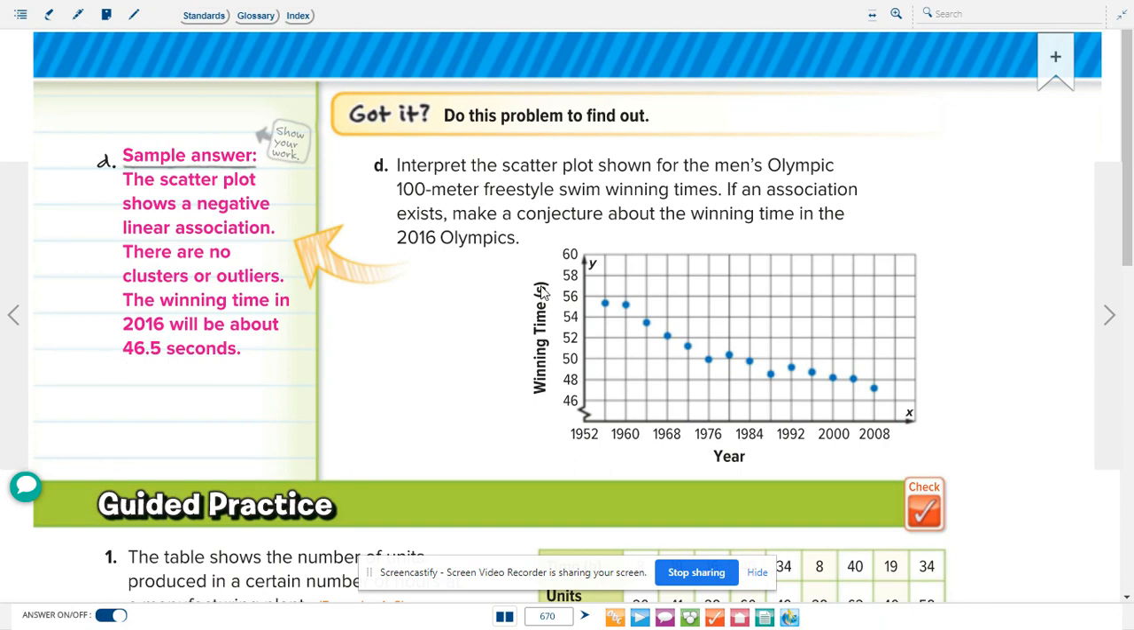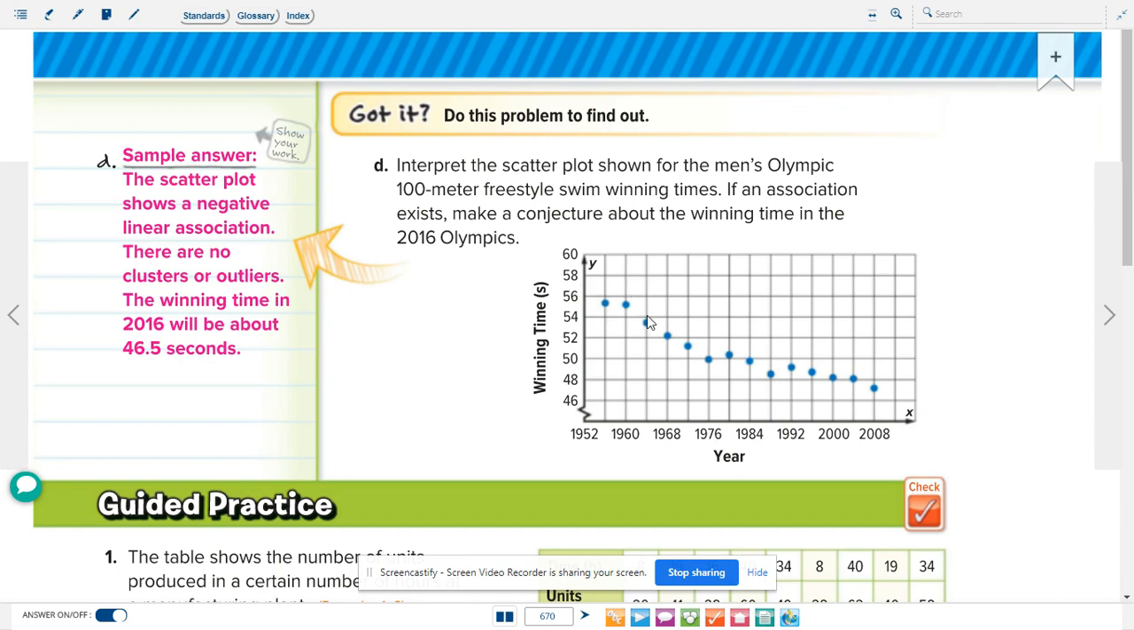All right, we're back. Looks like a negative association. It looks like it's fairly linear, although it curves a bit, but I'd say it's fairly linear. And then there's no clusters or outliers, and the winning time in 2016 would be about 46.5 seconds. So what I kind of do is I try to stay straight until I hit 2016, and I get right about there, which would be about 46. So I would predict about 46. They said about 46.5. We're in the same ballpark.